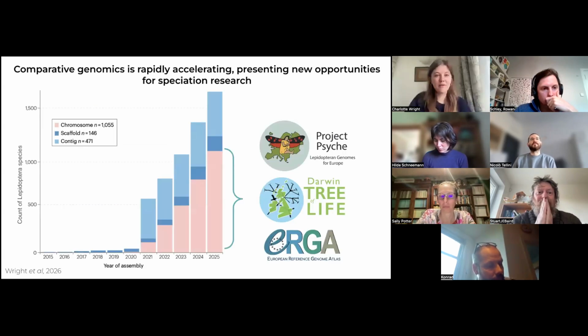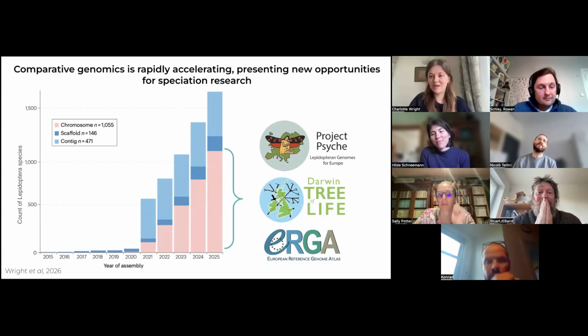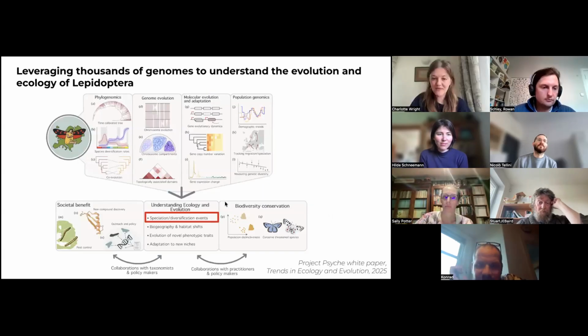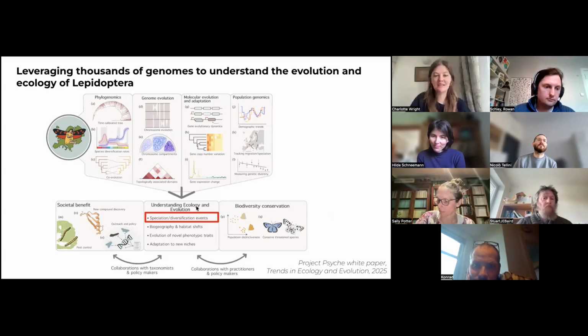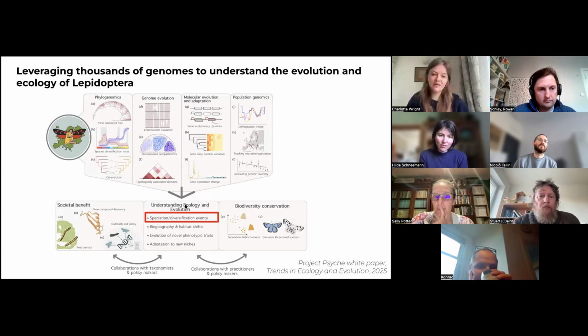I'm quite short on time, so I'll just very quickly say the last couple of slides, which is that I think comparative genomics is already rapidly accelerating from when I started a few years ago, and this presents new opportunities. So looking specifically at butterflies and moths here, as of 2025, we had over 1,000 genomes, which is really exciting. And so as a community within Project Psyche, which is a project that I lead with Joanna Meyer and Mark Laxter, as well as 200 researchers in many countries, we're starting to think about how we can use this first 1,000 genomes to understand processes like speciation and diversification.